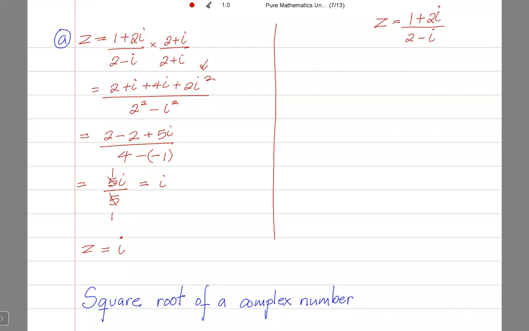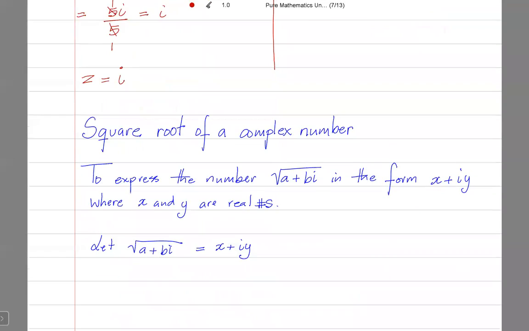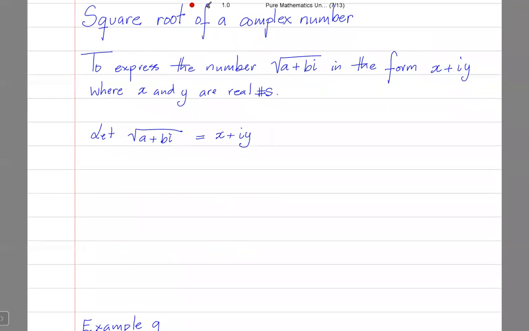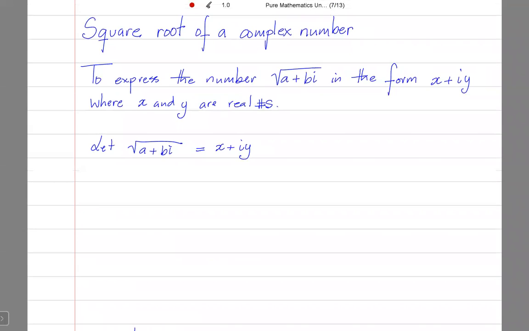All right, so let's have a look at the square root of a complex number. Now, to express the square root of the complex number a plus bi in the form x plus iy, where x and y are real numbers. So our objective is to express the square root of a complex number as a complex number. Please note that x and y must be real numbers.